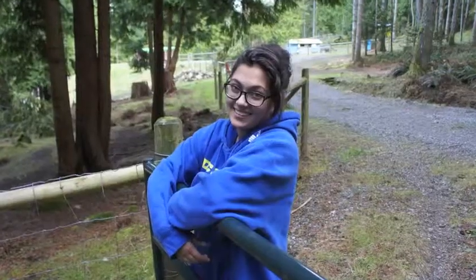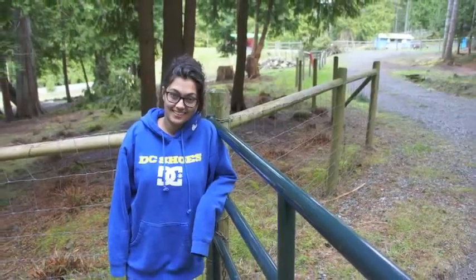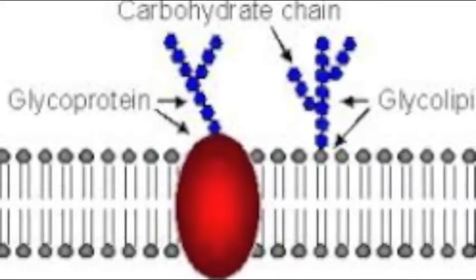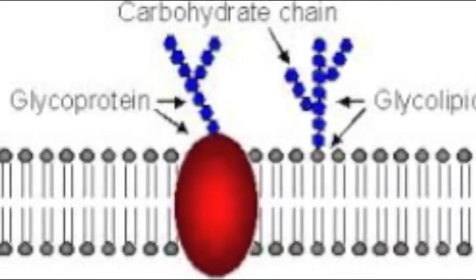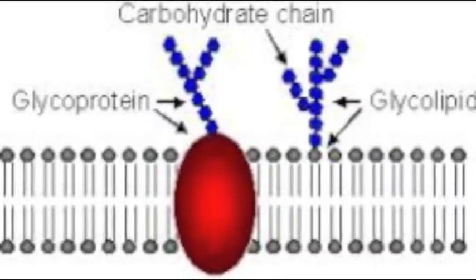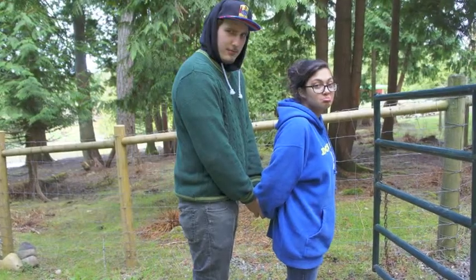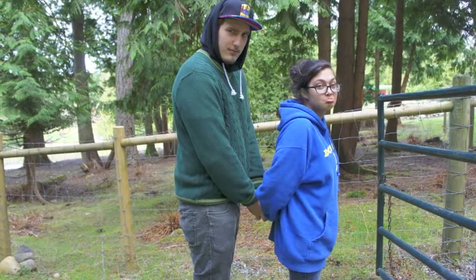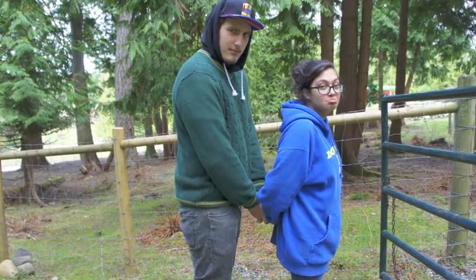For example, when a cell from outside our body enters our body, the carbohydrate chains on the glycolipids and glycoproteins will be different from those of our cells. The cells of our immune system may recognize this difference and react in an appropriate manner to keep us safe and healthy.